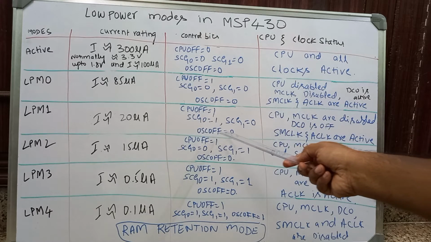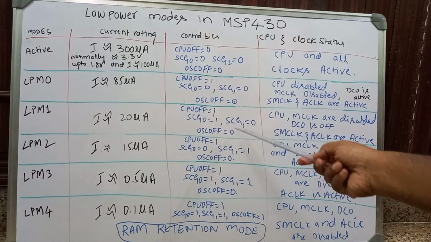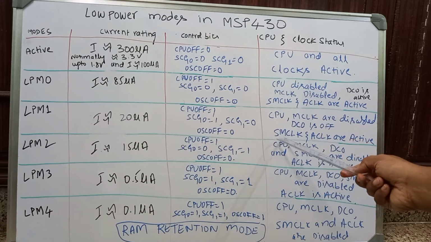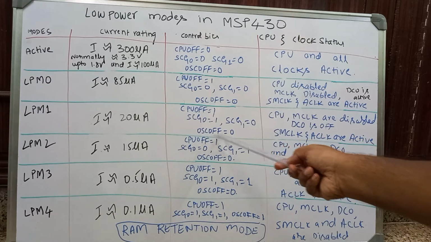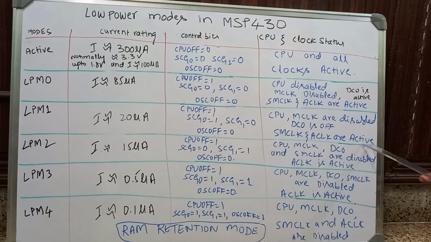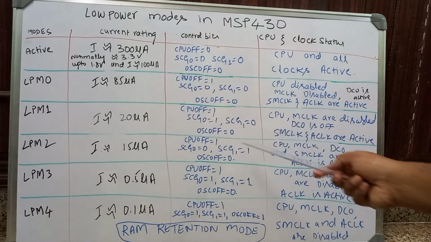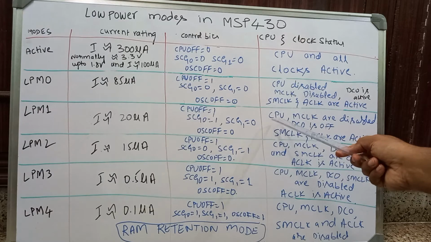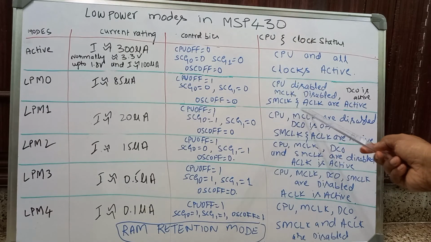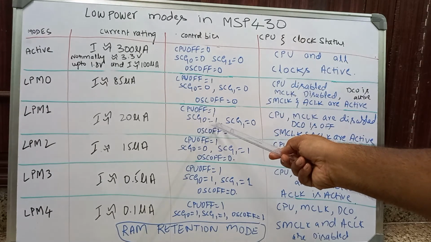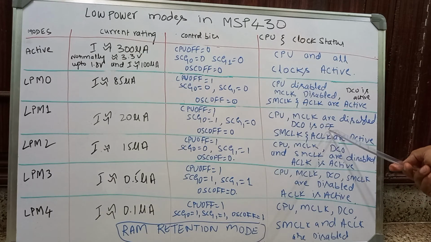And oscillator off is 0, so the auxiliary clock is functioning. SCG1 is 0, so the submaster clock is active. Oscillator off is 0, so the auxiliary clock is also active. Because CPU off is 1, the CPU and master clock are disabled. SCG0 is 1, so the DCO is switched off.